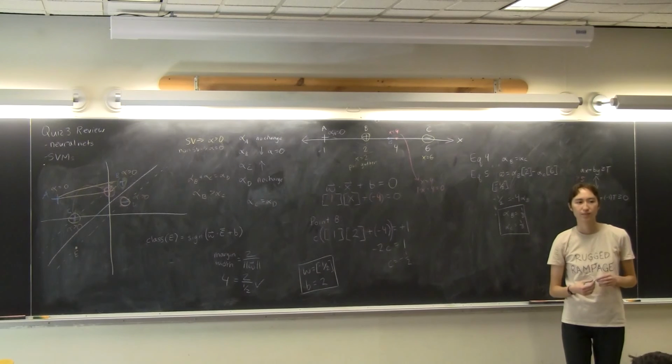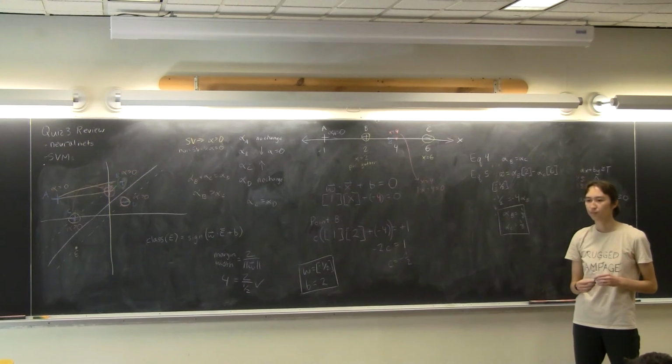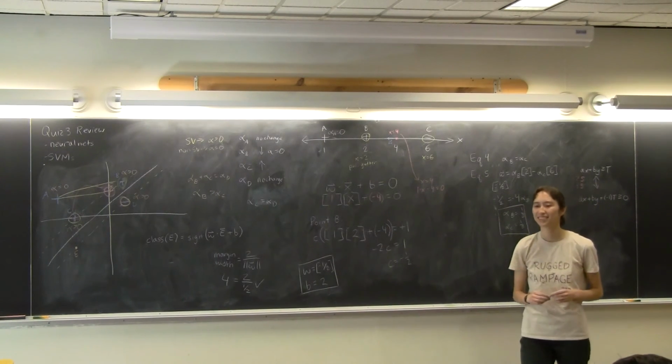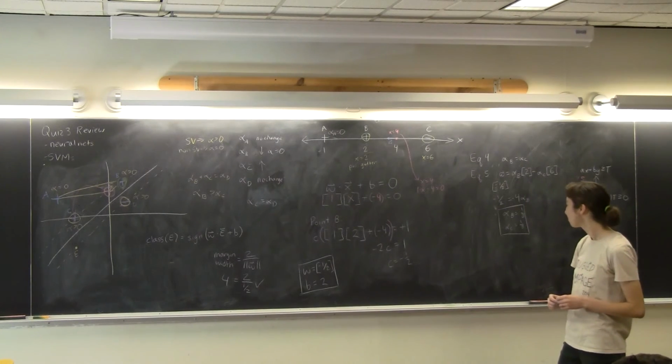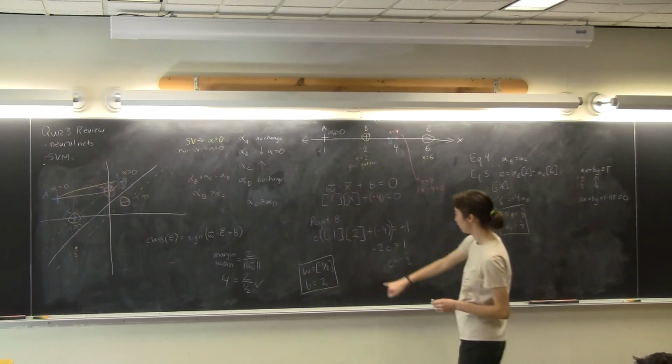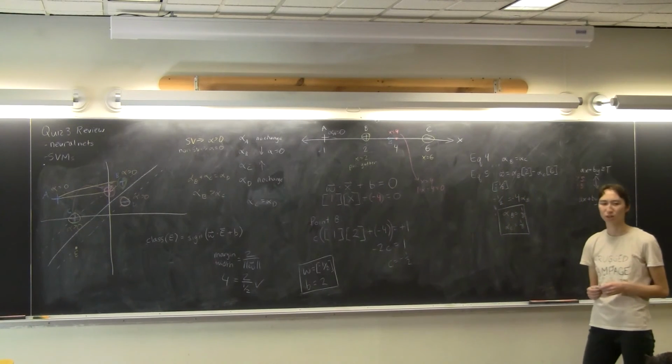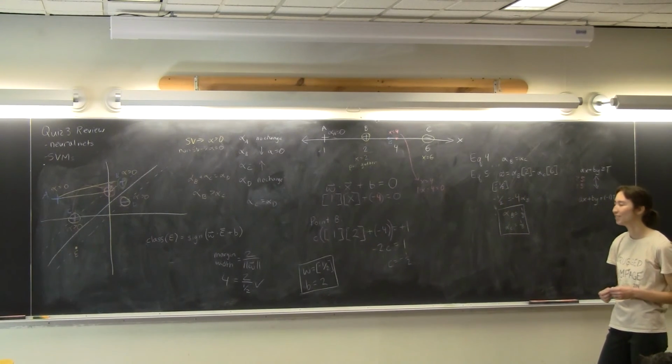Other questions? More on neural nets? More on SVMs? Oh, just for, so when we write W, should we always put it in brackets? Yeah, W is a vector, so that's why it's in brackets. It's more obvious when it's more than one dimension, but yeah.